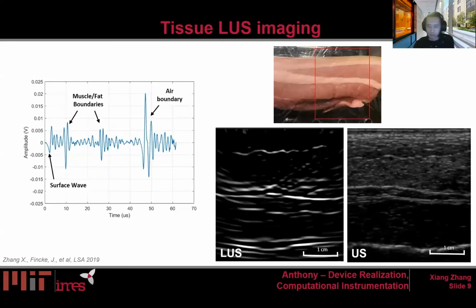We again tested this on excised animal tissue and was able to capture soft tissue reflections between the muscle and fat boundaries as well. As you can see here on the waveform, the weaker reflections from the muscle and fat boundaries, and then the strong reflection from the air in the back.